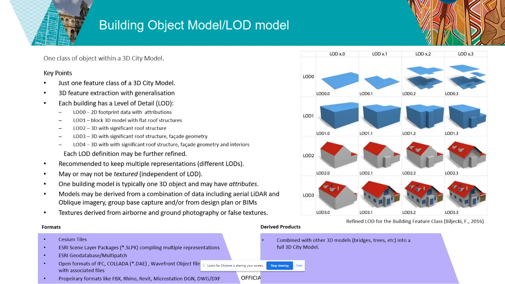Now with any of the models above LOD 2.0, they can be untextured, grey or white, or they can have a textured apply using real-world photography, or they can even be textured or symbolized using false textures from a library of bricks or windows or roof material types.